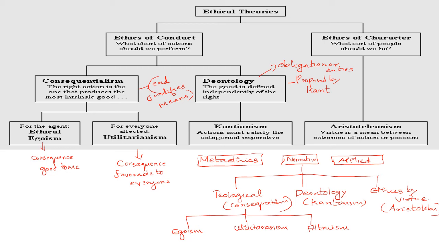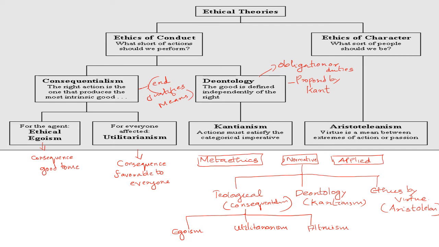So, ethical theories: ethics of conduct and ethics of character. Under ethics of character, you have Aristotelianism, or ethics of virtue. Under ethics of conduct, you have consequentialism, otherwise known as the teleological one, and then the deontological one, right?